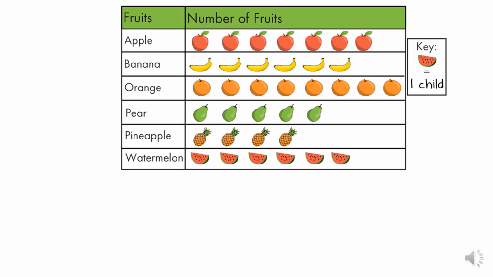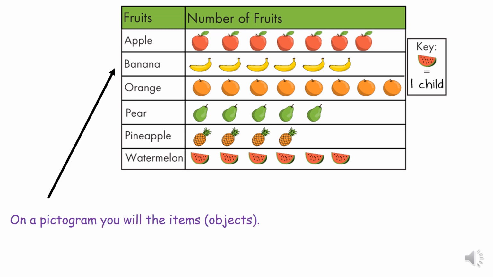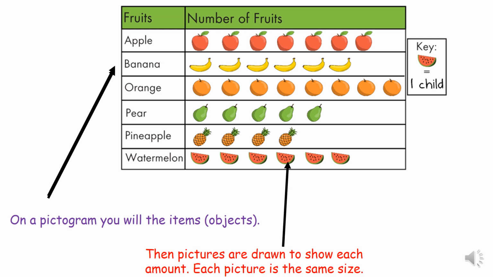So let's have a look at this pictogram here. On a pictogram, you will see the items or objects that we're looking at. So this pictogram shows us the number of fruits. Going down the left-hand side, we've got the objects there, which is the fruit names. Then pictures are drawn to show each amount. So instead of having numbers or tallies or anything else, we actually have pictures of the fruit to show the number of each fruit. And each picture is the same size, so that is consistent.